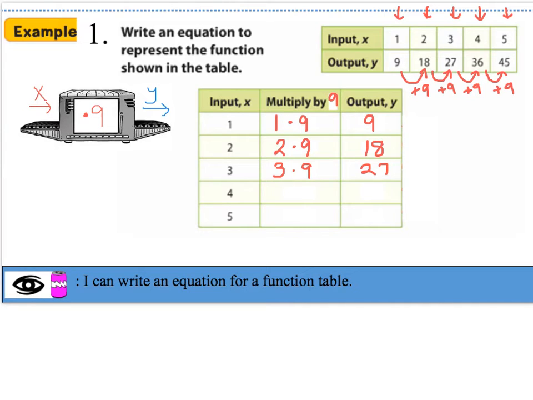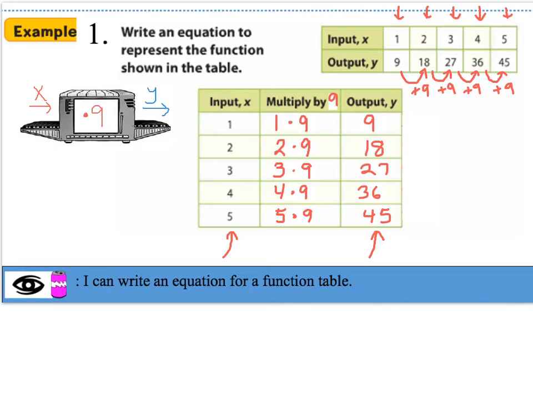Take 4, which is the input, put it into the machine and multiply it by 9. 4 times 9 gets me 36. And then let's take 5, plug it into the machine, multiply it by 9, and my output value becomes 45. All of the output values are the dependent variables because they depended on the input values, which are my independent variables. So now they're asking us to write an equation.